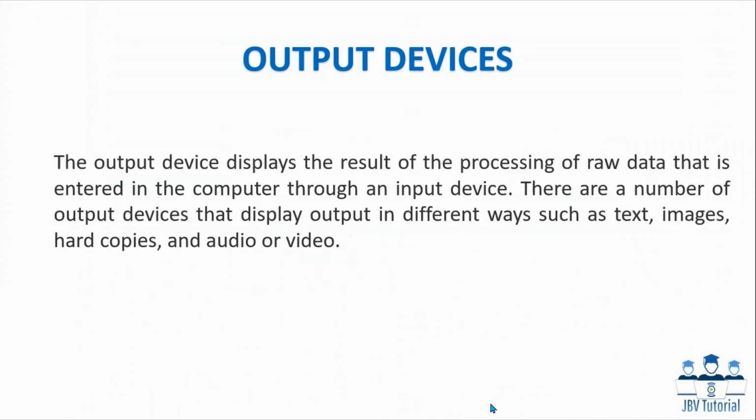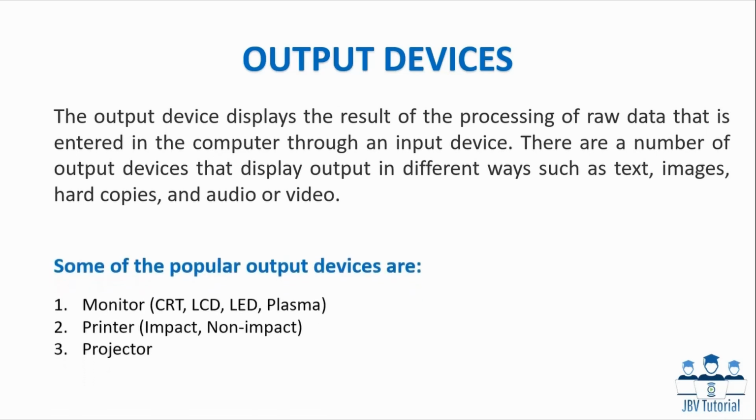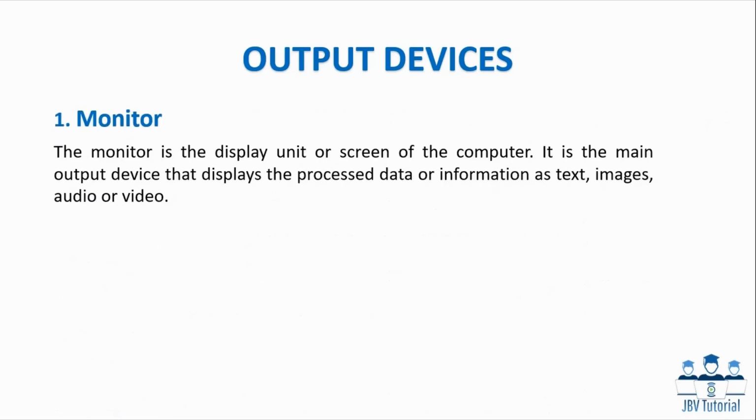Output devices. The output device displays the result of the processing of raw data that is entered in the computer through an input device. There are a number of output devices that display output in different ways such as text, images, hard copies, and audio or video. Some of the popular output devices are monitor, such as CRT, LCD, LED, and plasma. Printer. There are two types, impact and non-impact. And finally, projector.